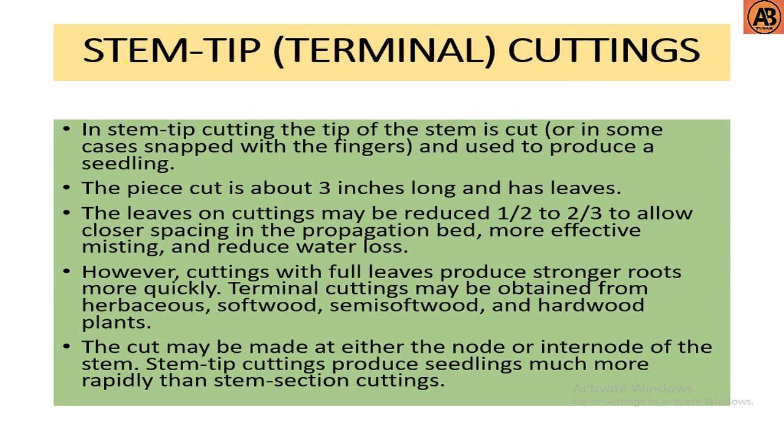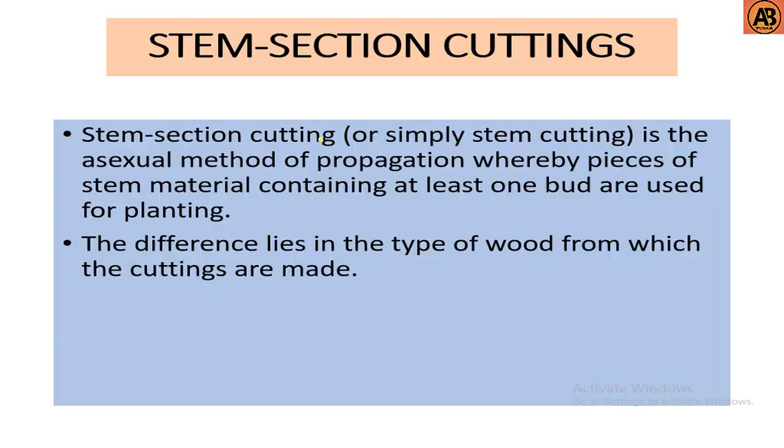Then stem tip or terminal cuttings. In stem tip cutting, the tip of the stem is cut, sometimes snapped with fingers, and used to produce a seedling. That means propagation occurs by a terminal portion of the stem. Then stem section cuttings. Stem section cutting, or simply stem cutting, is the asexual method of propagation whereby pieces of stem material containing at least one bud are used for planting. The difference lies in the type of wood from which cuttings are made.